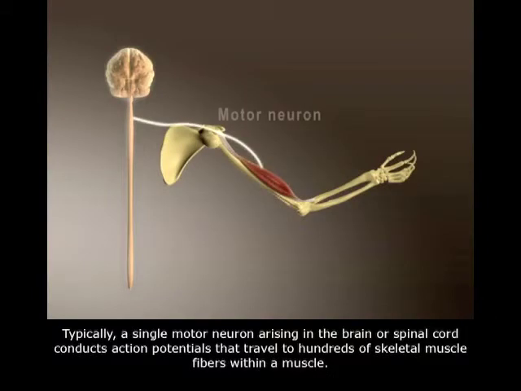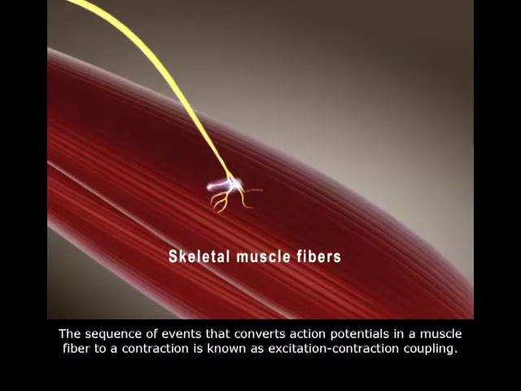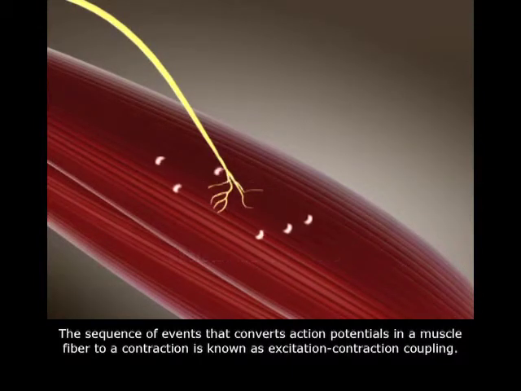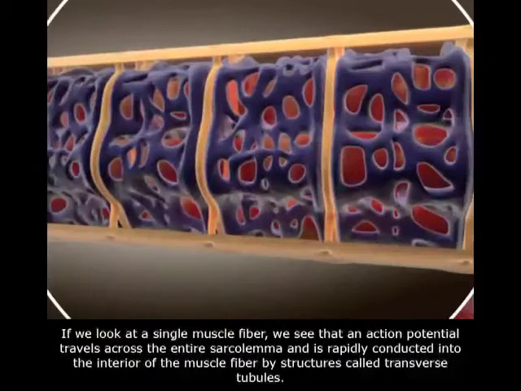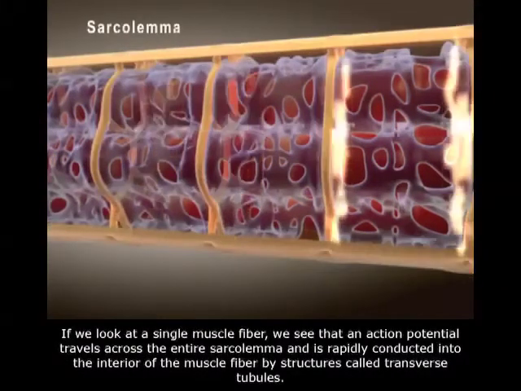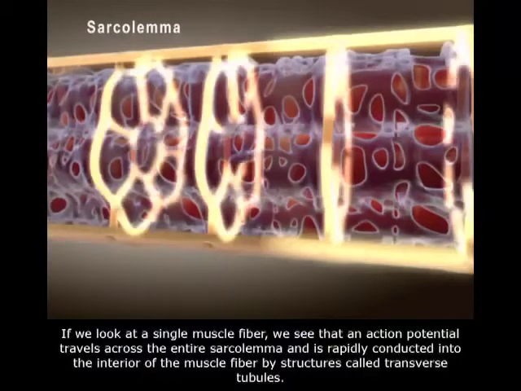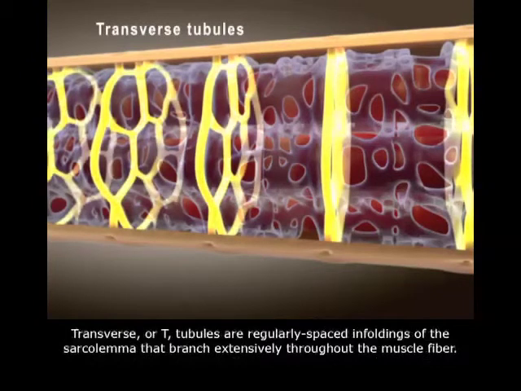Typically, a single motor neuron arising in the brain or spinal cord conducts action potentials that travel to hundreds of skeletal muscle fibers within a muscle. The sequence of events that converts action potentials in a muscle fiber to a contraction is known as excitation-contraction coupling. If we look at a single muscle fiber, we see that an action potential travels across the entire sarcolemma and is rapidly conducted into the interior of the muscle fiber by structures called transverse tubules.